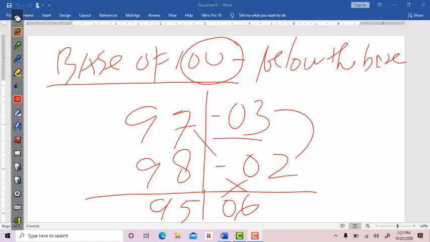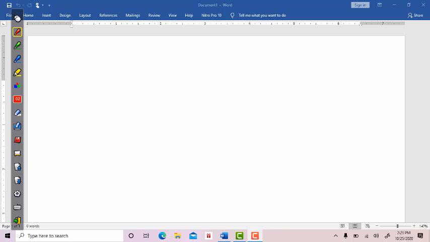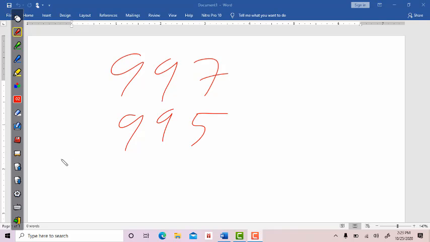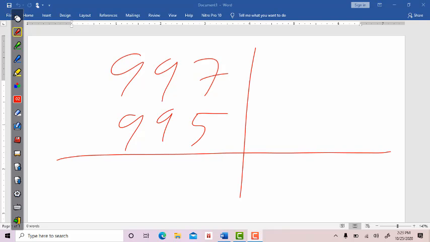After this we will talk about above the base. So what about base of 1,000? It's mostly just the same thing. You only need to change the number. For example, 997 times 995. Let's say it this way. Because this is closest to 1,000, we take the base of 1,000.